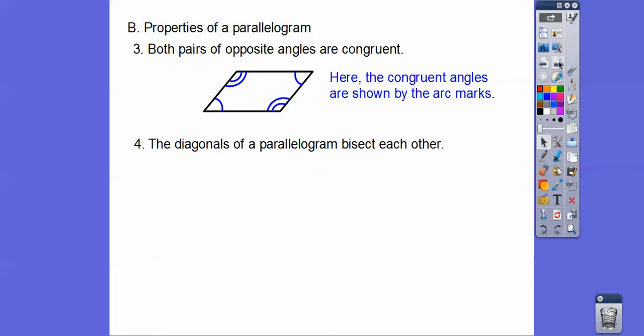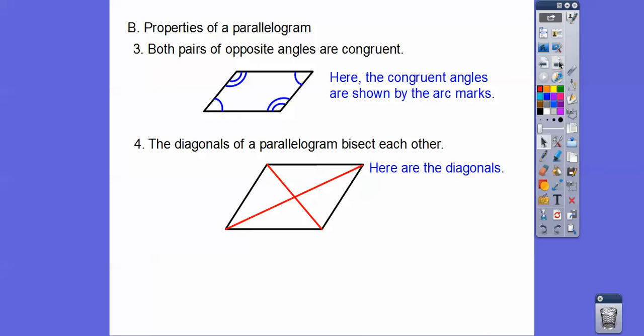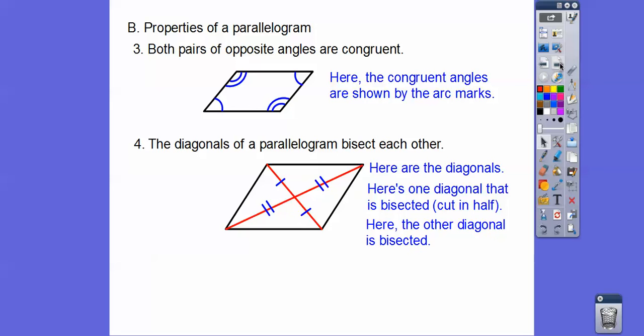Okay, the diagonals. This is the one that a lot of students forget. The diagonals of a parallelogram bisect each other. Well, bisect means cut in half. So here's a parallelogram and here are a couple of diagonals. Here's one diagonal that's bisected, or cut in half. Can you see now that this side equals this side? Similarly, this side equals this side. So we'll mark those with two dashes. So the diagonals are bisected. If it's a parallelogram, those diagonals cut each other in half.